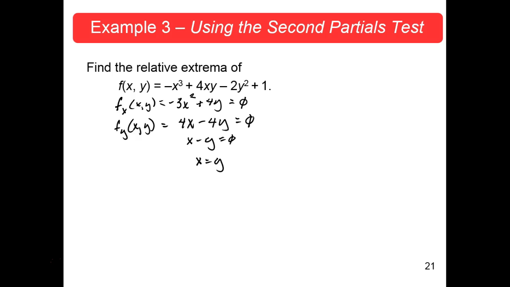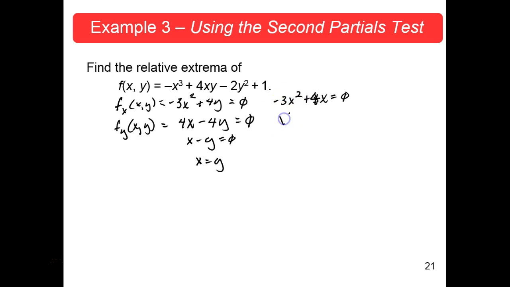We'll take that value and plug it in up there in the f sub x, because they both must be 0, or they both must not exist. Hey, guess what? They exist everywhere, so the thing about them not existing is not a question here. So plug this in, and you get minus 3x squared plus 4x, if x equals y, is equal to 0. That would be true at 2 places.